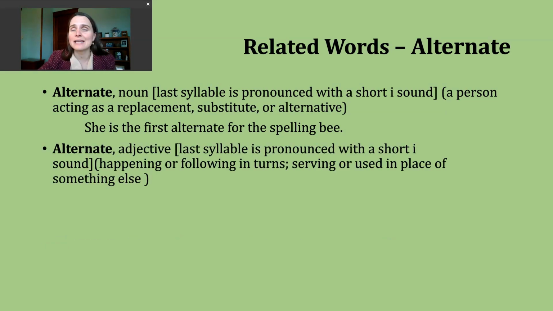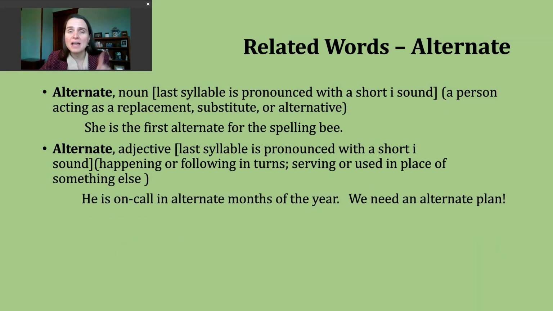Now, the same pronunciation, alternate, can be used as an adjective. Okay? And when we use it as an adjective, we're generally describing something that is happening or following in turns. That's one way to use it. An example of this might be, he is on call in alternate months of the year. Okay, so on call might be you have to come in and work in an emergency situation.